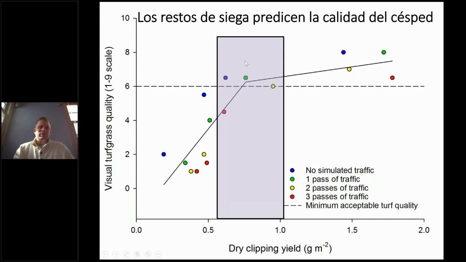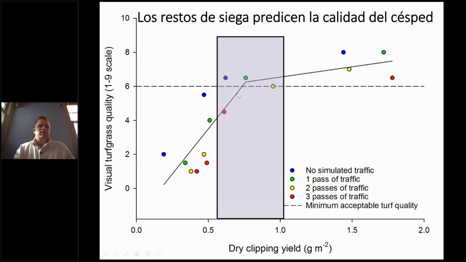And what we found was that when the clipping volumes, the dry weight, started getting around a half to 1 gram per meter squared, and that's a weight, and we don't recommend doing weights because that's very hard to do. It's the most accurate way of doing it, but pretty impractical for a golf course to use. So the clipping volume here would be about 1 to 2 liters per 100 square meters.